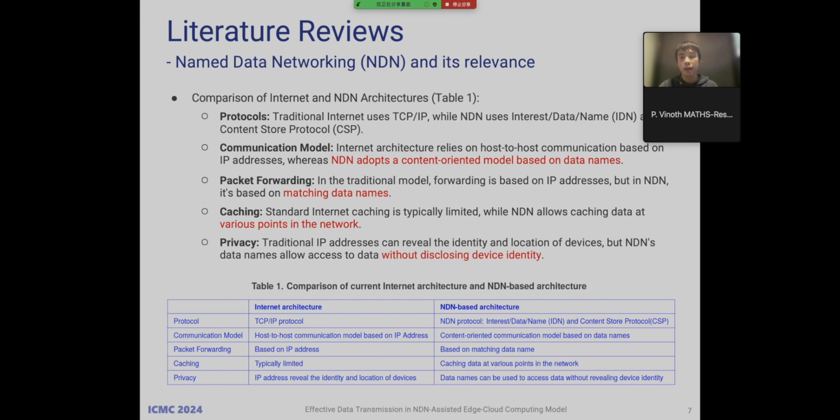This slide compares the architecture of traditional internet and NDN. The key difference includes the TCP/IP protocol in conventional internet architecture versus the interest, data, and content store protocol in NDN. These differences show the shift from host-to-host communication models to content-oriented models, central to our study's focus.